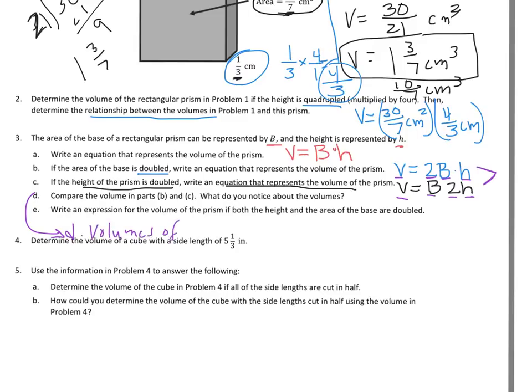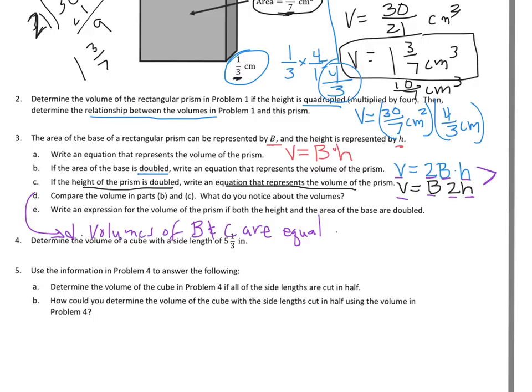Volumes of B and C are equal. Because they're essentially the same formula, just the 2 is in a different position, but with multiplication it doesn't matter what position it's in. So they're equal.